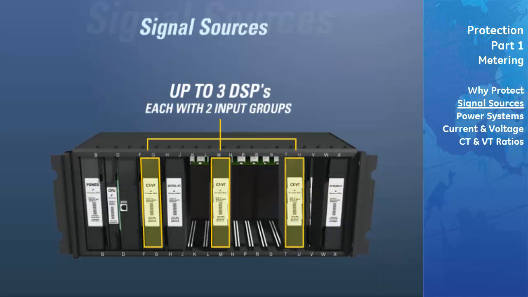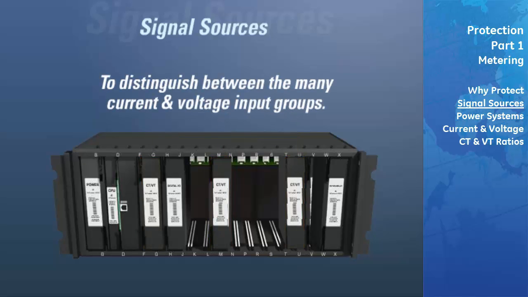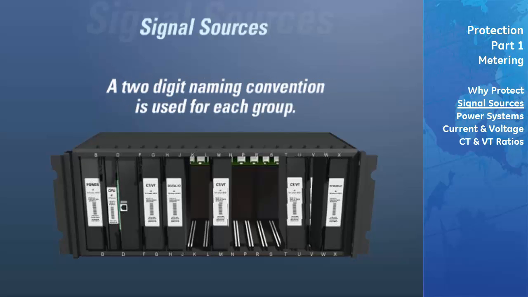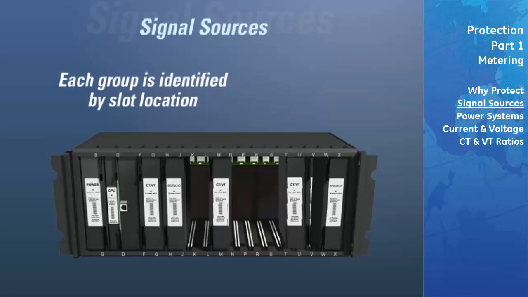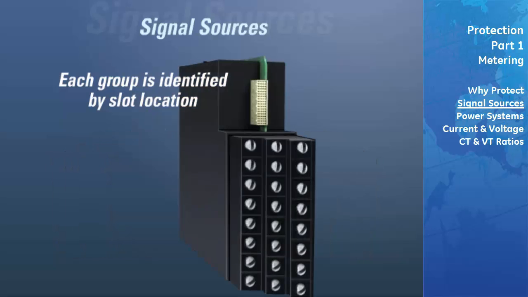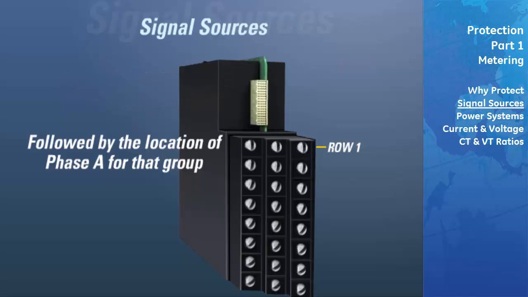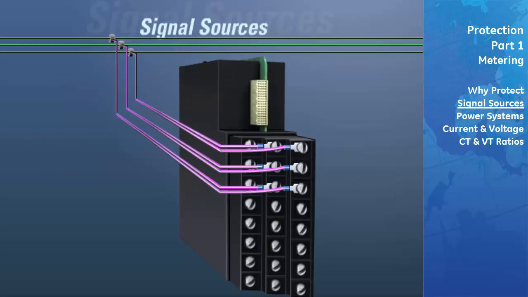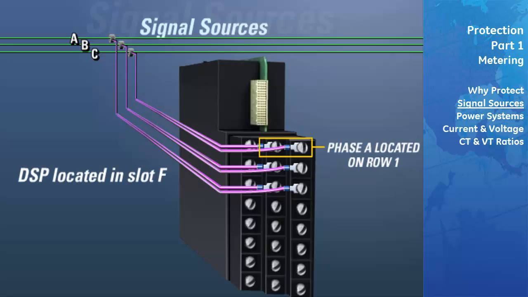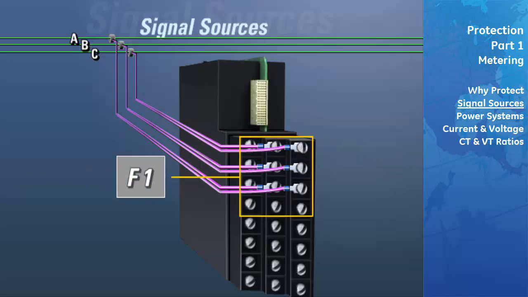In order to distinguish between the many groups of current and voltage inputs that can be found in one UR, a 2-digit naming convention has been given to each group of inputs. The name for each group of inputs is identified first by the slot location of the DSP, followed by the location of phase A for that particular group of currents or voltage inputs. If one set of currents is connected to the first group of inputs on the DSP located in the F slot, phase A would be located on row 1 of that terminal block. Therefore, that particular group of current inputs would be named F1.